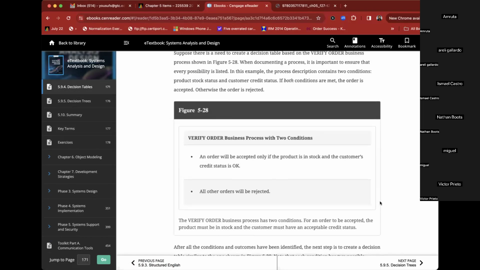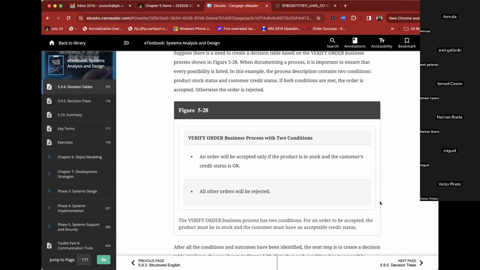Look at this example. We need to write a decision table that will verify order, and we are basically looking at a business process with two conditions. Condition number 1, an order will be accepted only if the product is in stock and the customer's credit status is okay. All other orders will be rejected. Okay, so there are really 2 conditions. Condition number 1, the product is in stock, condition number 2, the customer credit status is okay.